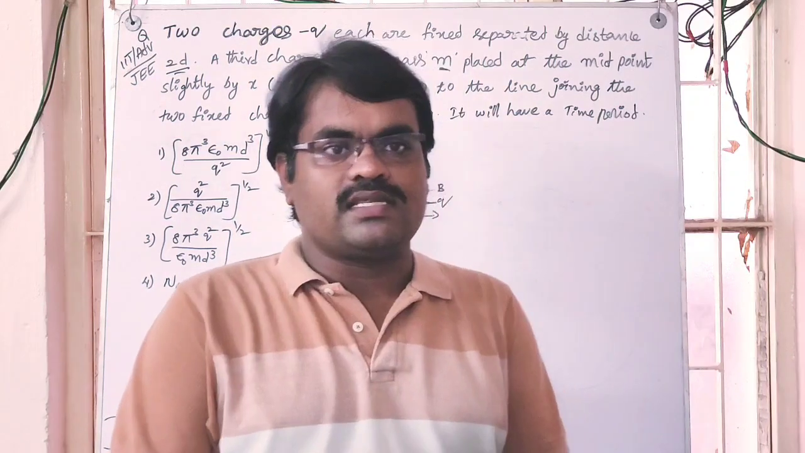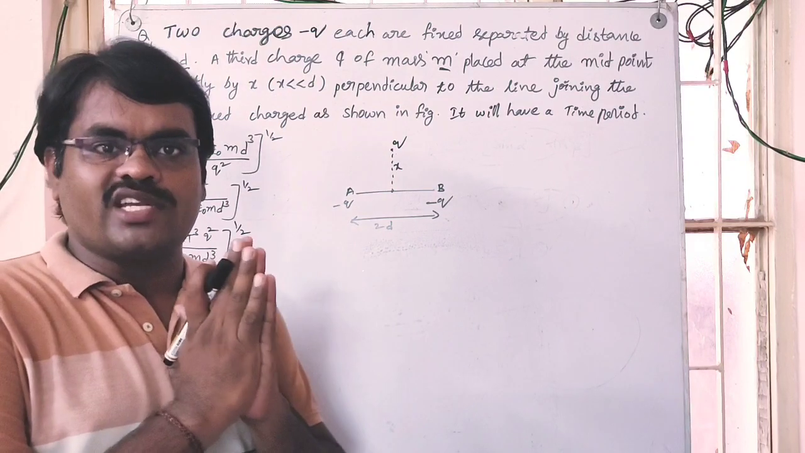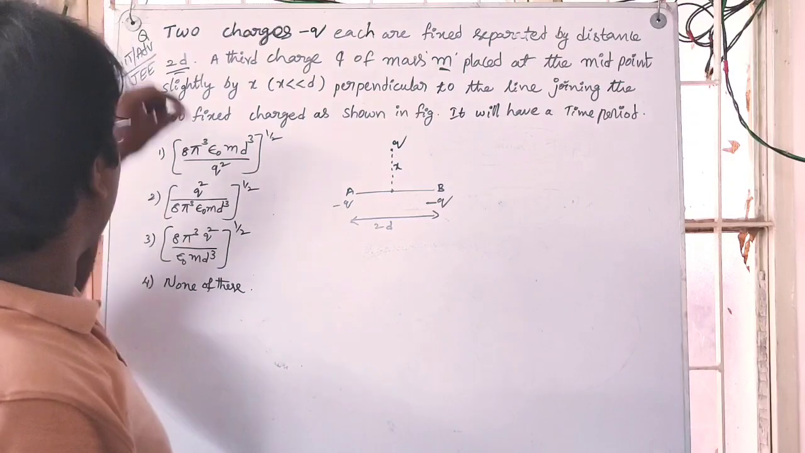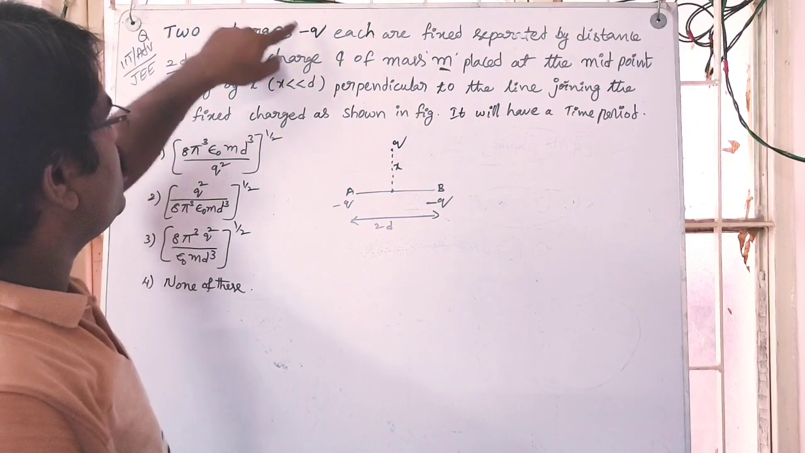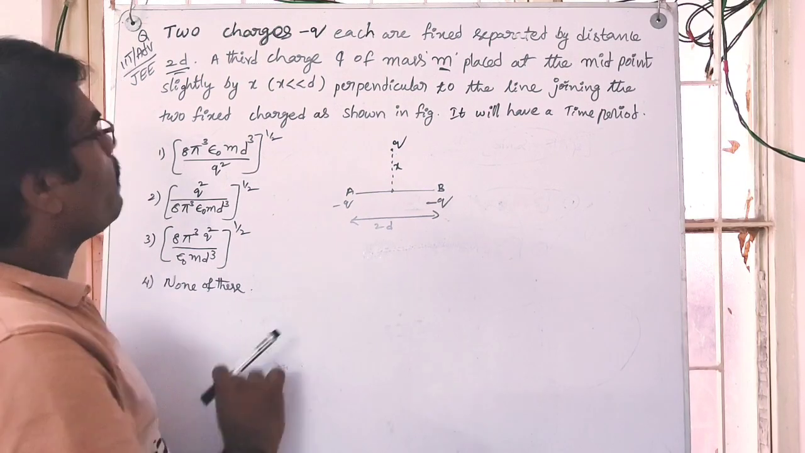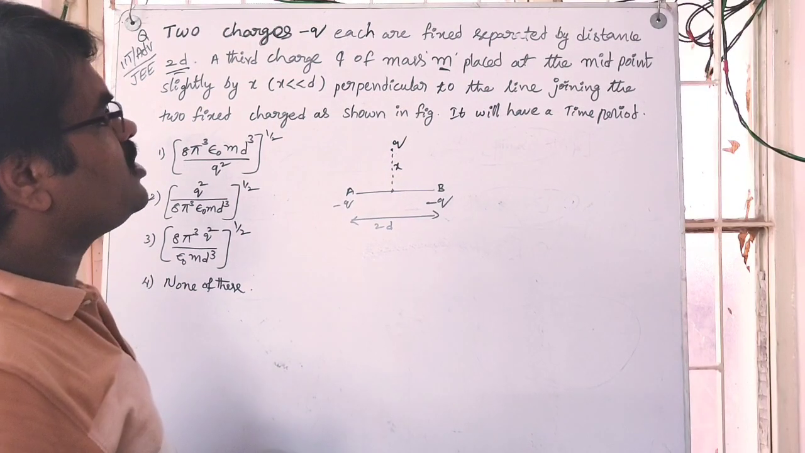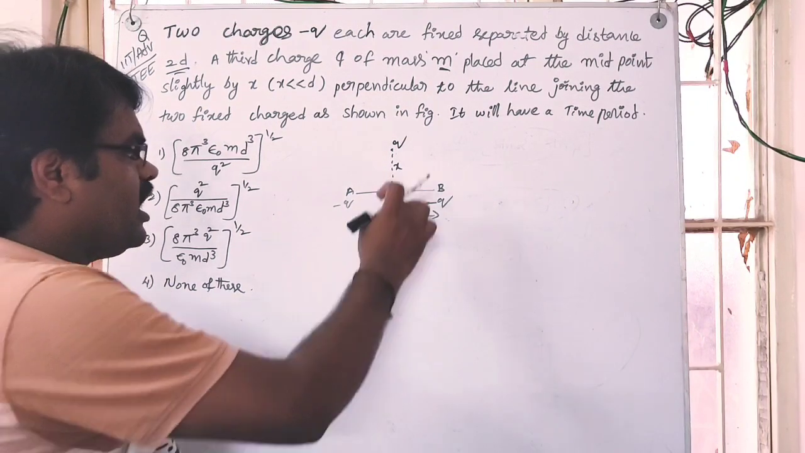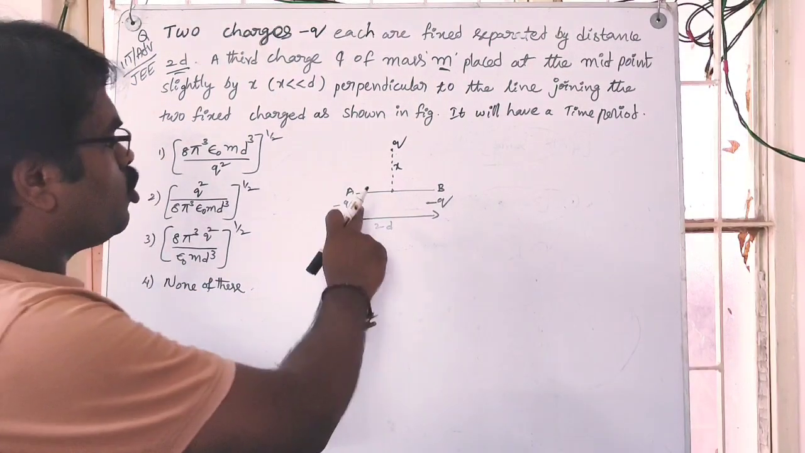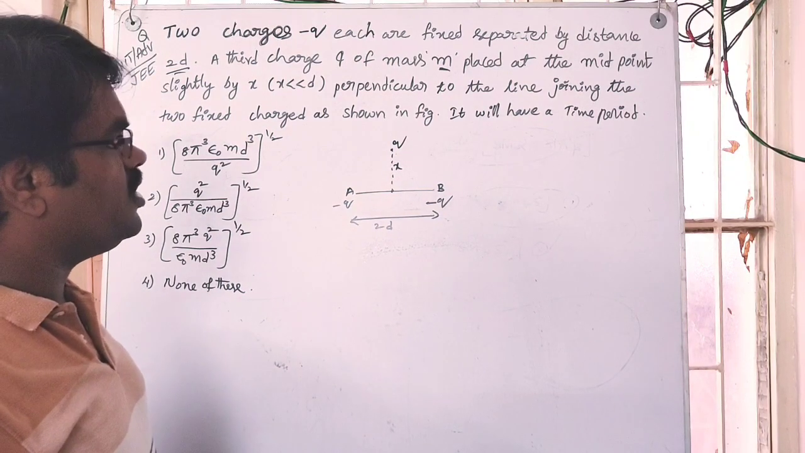Today we are going to discuss IIT Advanced problems, that is electrostatics and its relation with SHM. Now the problem is on the board. Two charges, minus q each, are fixed, separated by a distance 2d. A third charge q of mass m is placed at the midpoint and slightly displaced by x, perpendicular to the line joining the two fixed charges, as shown in the figure.